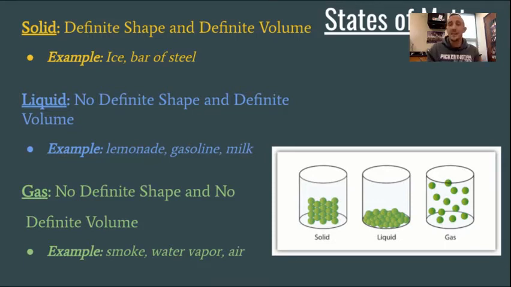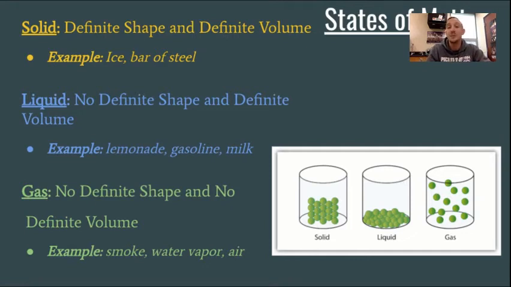When we talk about states of matter, you know three of them: solid, liquid, and gas. A solid is anything like ice or a bar of steel, and they have what's called a definite shape and definite volume. If I had a bar of steel, it doesn't matter if I heat it up, it's still going to probably be in the same shape. If I have ice, it's going to have a specific shape and it's not going to change.